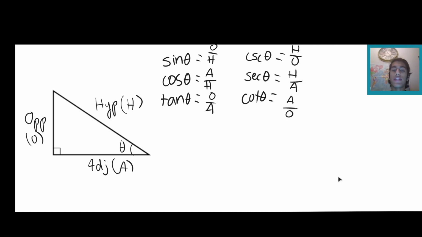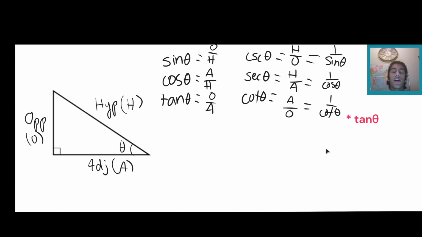Or for cotangent, instead of saying it's sine of theta divided by cosine of theta, it's now cosine of theta divided by sine of theta. And another way you can write it is simply 1 over sine of theta. This one equals 1 over cosine of theta. And this one here will equal 1 over tangent of theta.